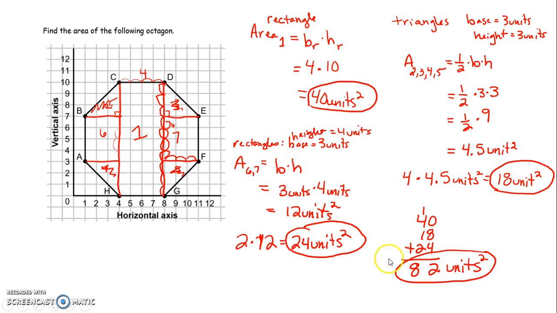All right, that's a little review for finding the area of any polygon. Hopefully that helps.